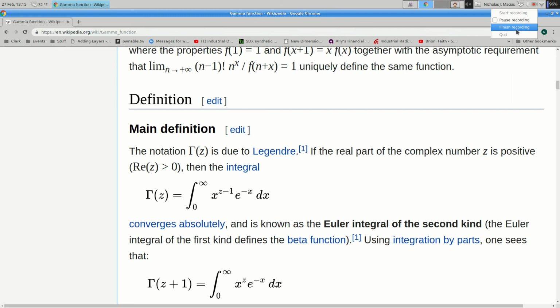KVL, KCL works with complex numbers. Yeah, I know.